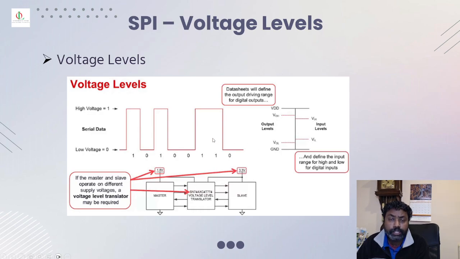As you know, for the voltage levels, whenever there is a waveform, high voltage is 1, that means it's in an on state, and if it is off, that means 0, the voltage is in the off state.